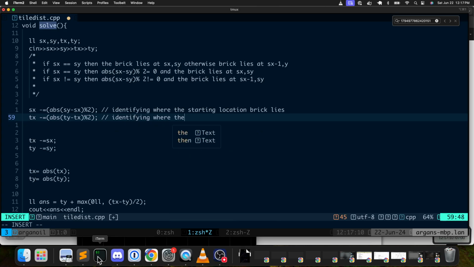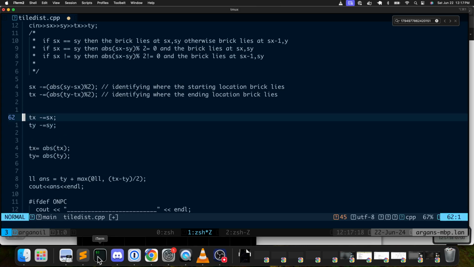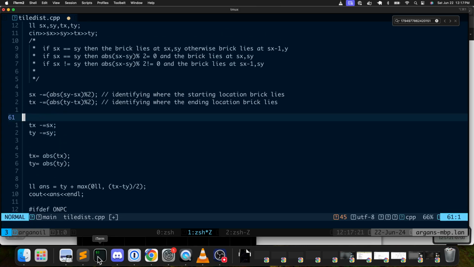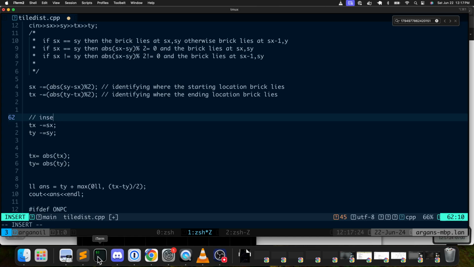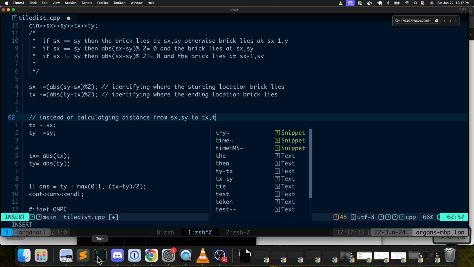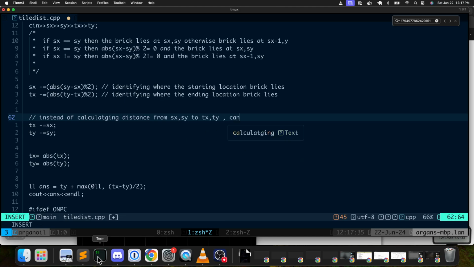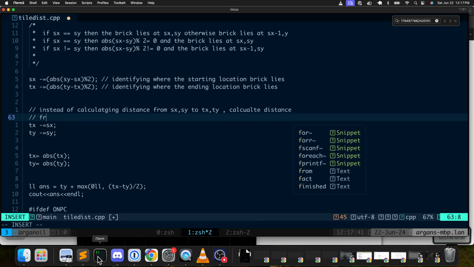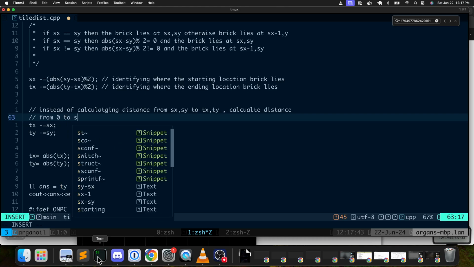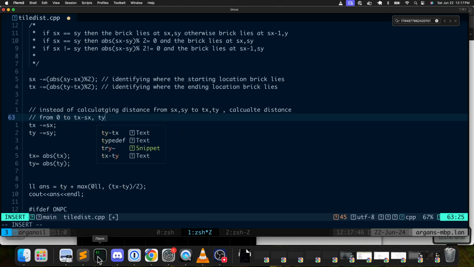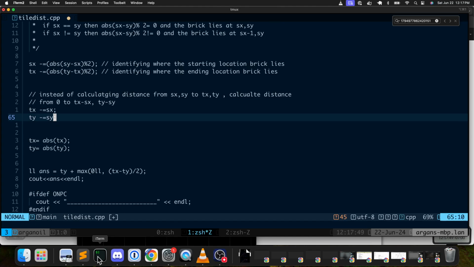This is for identifying where the ending location brick lies. Now this will tell you that instead of calculating the distance from Sx, Sy to Tx, Ty, calculate the distance from 0 to Tx minus Sx and Ty minus Sy. That is what this part of the code is doing.